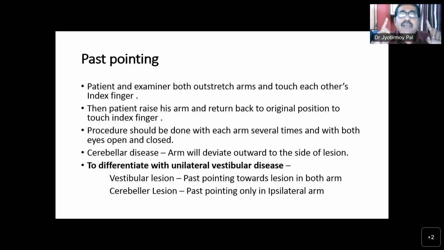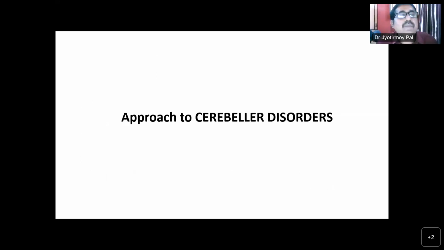But in a cerebellar lesion, suppose I have a right-sided lesion, past pointing in the right arm will be present, but the left arm will be normal. But if there is a right-sided vestibular lesion, past pointing will be present in both arms, and both toward the right side. This is the way I can differentiate between the vestibular lesion and the cerebellar lesion.